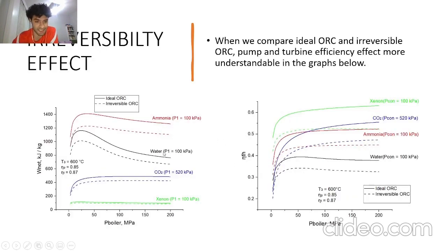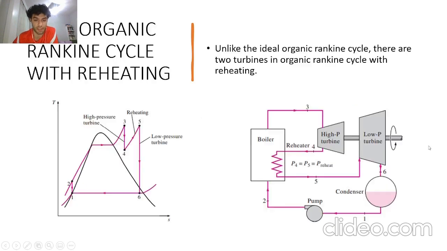When the pump efficiency increases, the thermal efficiency goes down. We can easily see the difference between the ideal organic Rankine cycle and the irreversible organic Rankine cycle on it. The irreversible organic Rankine cycle produces less network than the ideal one, and its thermal efficiency is also less than the ideal cycle, which is closer to real life.